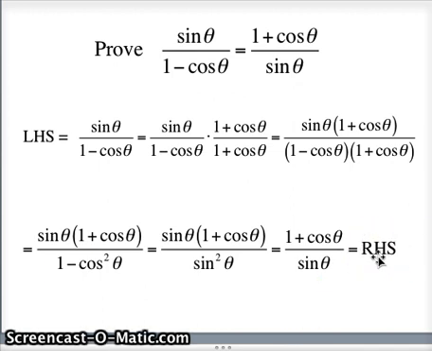So this is the general strategy to use. Start with one side of the equation, equals, equals, equals, get the other side of the equation. That really is the best way to go ahead and prove these more complicated identities. Let's look at another one.